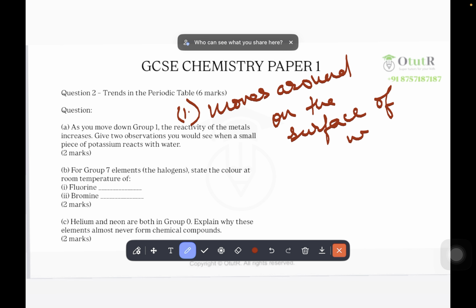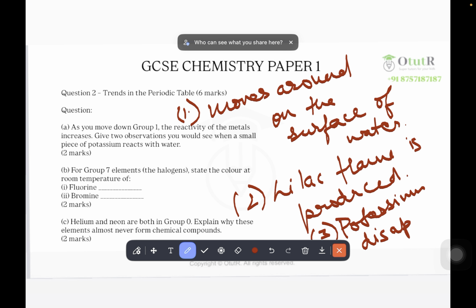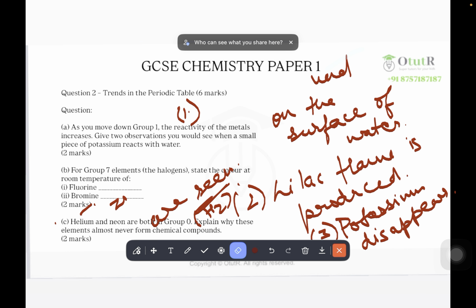Second can be a lilac flame is produced. Third, potassium dissolves or disappears. Fourth, fizzing or bubbles can be seen. Why are they seen? Because hydrogen gas is released over here. Alright, so we have 4 strong points over here. Any 2 you can memorize and write down for this answer.